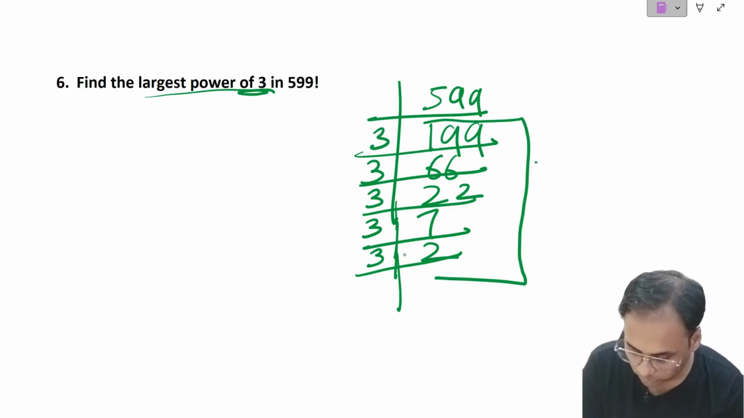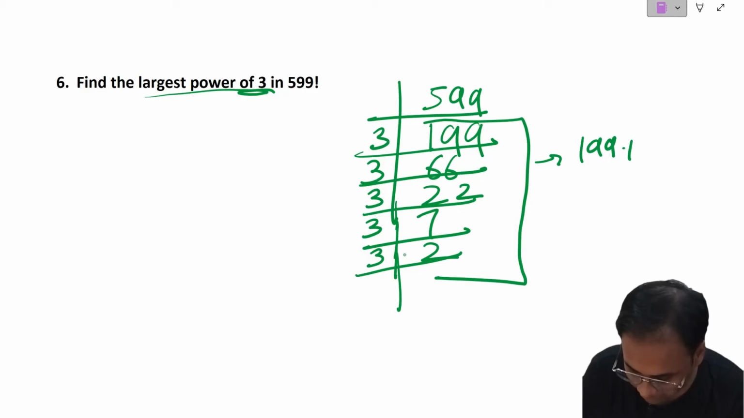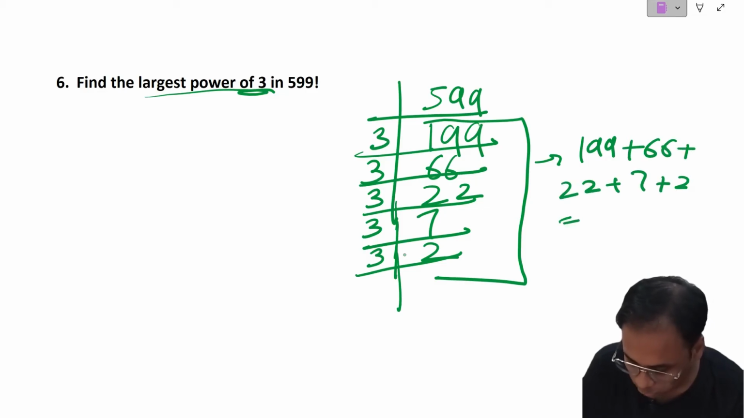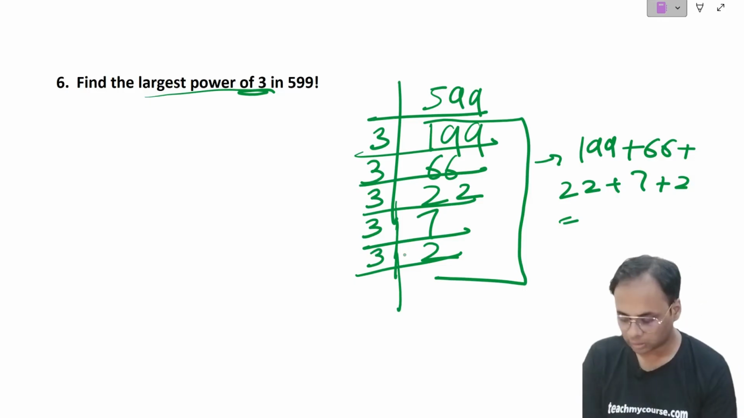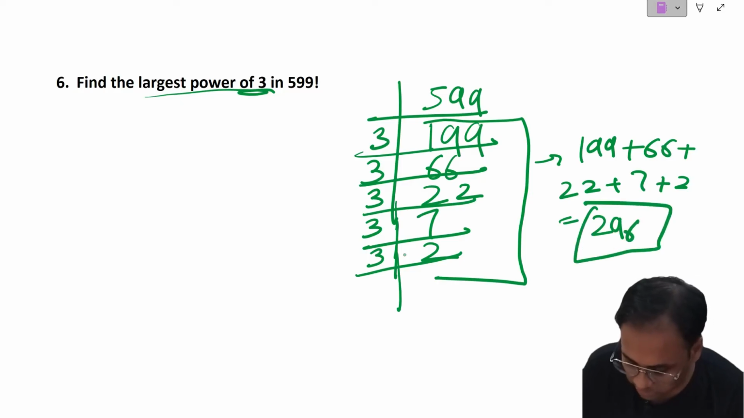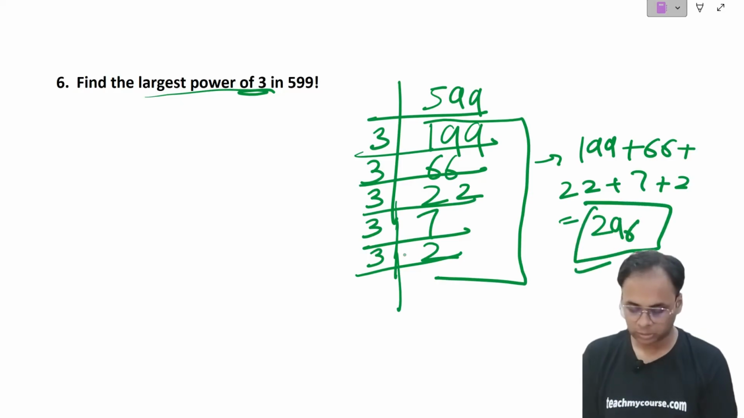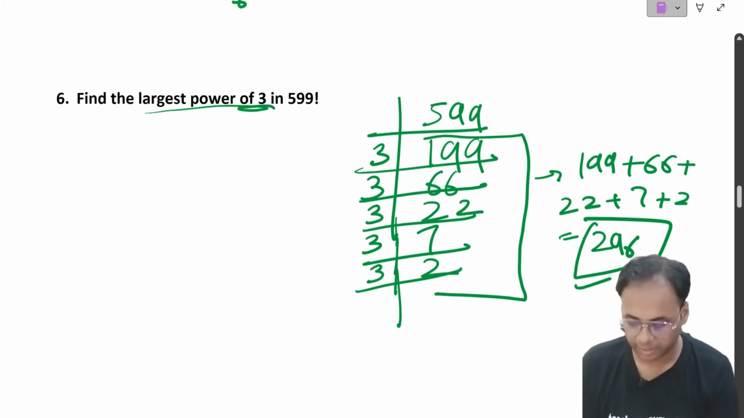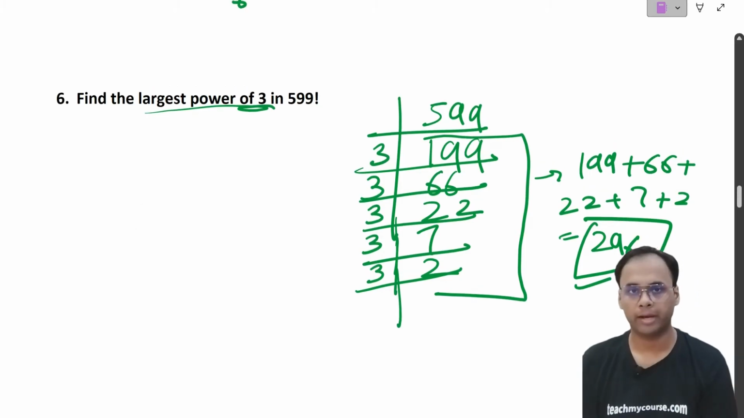We'll add up all these quotients: 199 plus 66 plus 22 plus 7 plus 2. What is the answer we get here? 265 and 22 is 287, and 7 is 294, and 2 is 296. 296 is the answer over here. So this is the largest power of 3 in factorial 599. This is a trick to solve it.